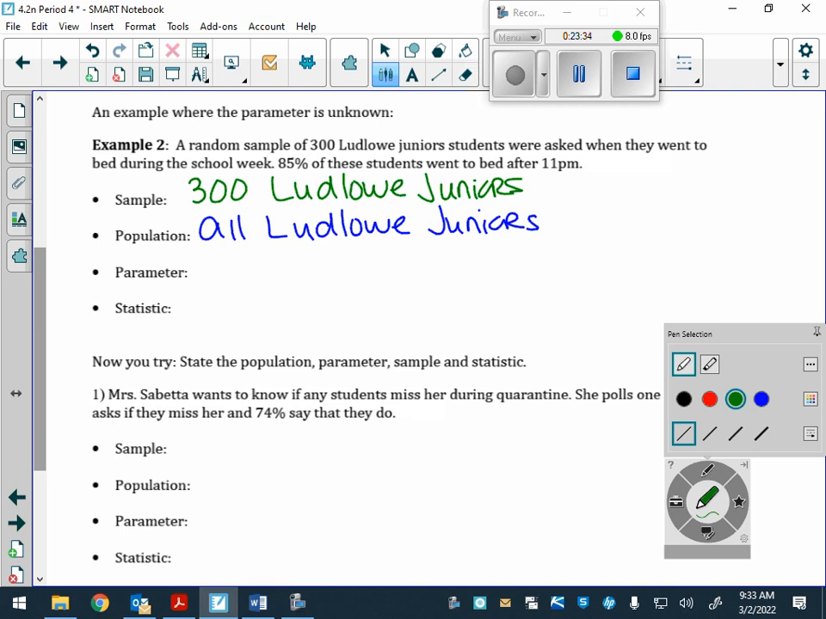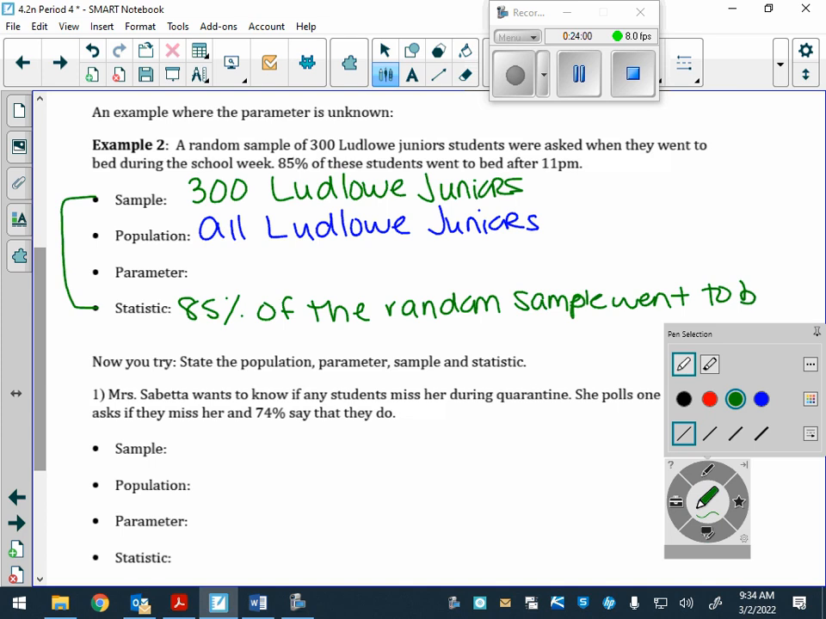What does that 85% represent? All Ludlow juniors or just the sample that was taken? David? The sample. So that means that is our statistic. 85% of the random sample went to bed after 11 p.m. So we're literally taking this statement and putting it for our statistics.